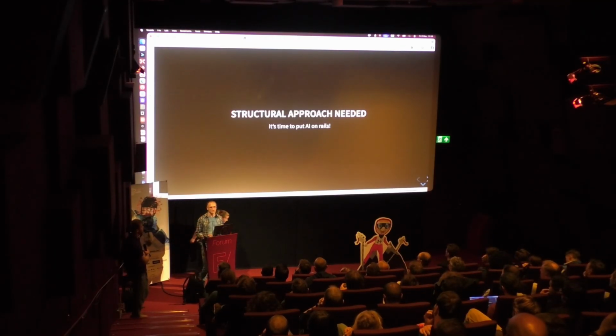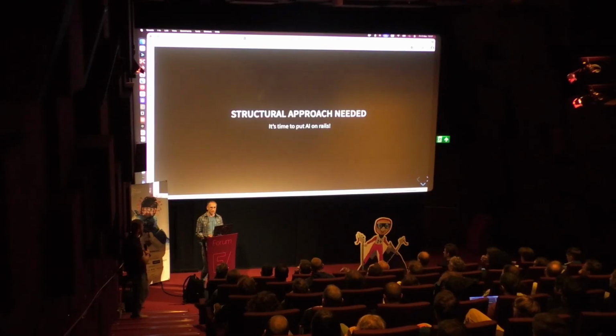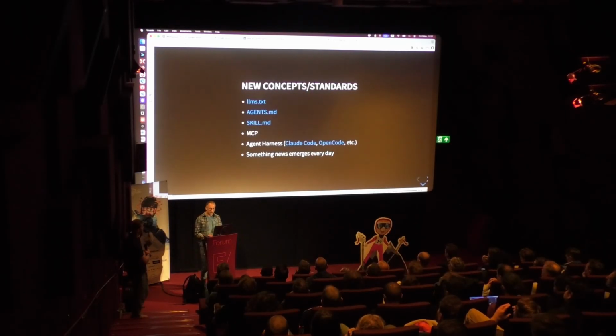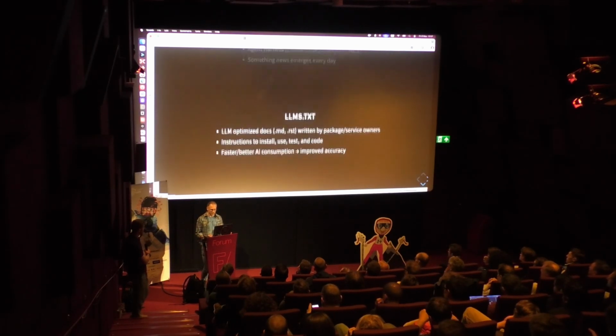It's like asking something to ChatGPT, which is out of context, or you give it a context, like you design a complex prompt. But it's time to put AI on rails, and this is what agentic engineering is all about: putting AI on rails. There are a lot of new concepts and standards, and new ones emerging every day, like LLMs.txt, AGENTS.md, SKILL.md, MCP, agent harnesses, and as I said, something new emerges every day. It's hard to keep up, but I'll cover some of it.